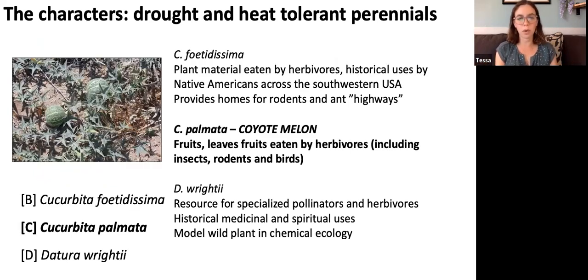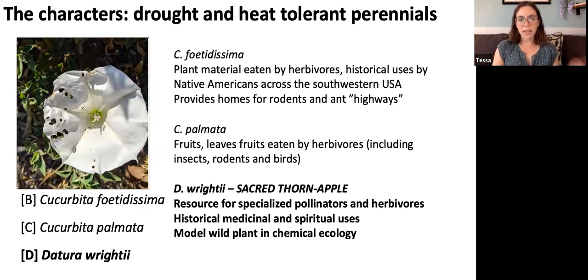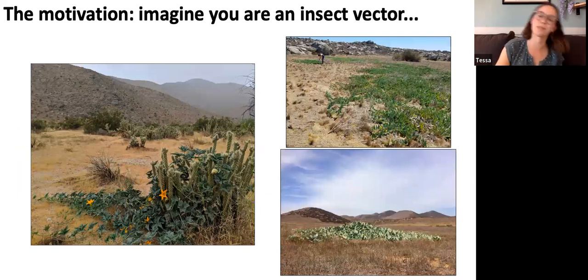Cucurbita palmata, or coyote melon, is also eaten by herbivores in desert and chaparral, so insects, rodents, and birds, but not by people. Lastly, we have the only plant that is not a squash. The other two are in the squash family. This one, Datura wrightii, or sacred thorn apple, is in the nightshade family, the tomato, pepper, potato family. This plant is a resource for specialized pollinators and herbivores, has historical, medicinal, and spiritual uses, and is a model wild plant in chemical ecology. You'll remember that back in my undergrad days I worked with chemical ecology, so I have a little bit of a bias for including this plant from my background. And it co-occurs with the squash.